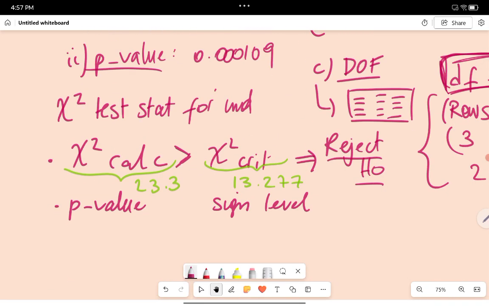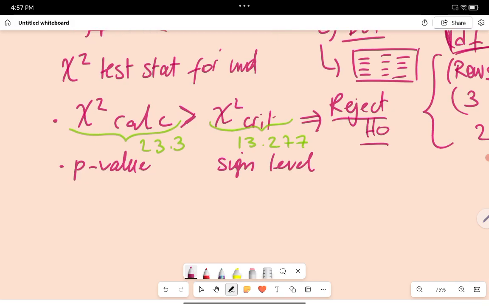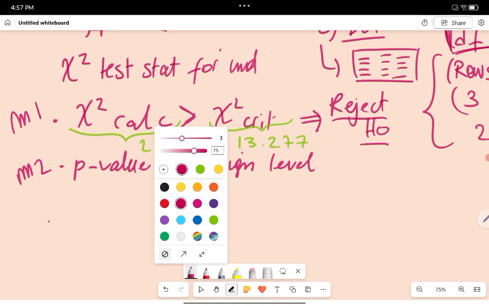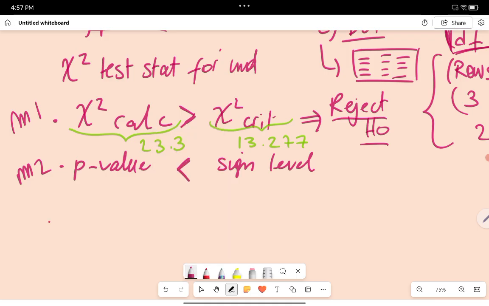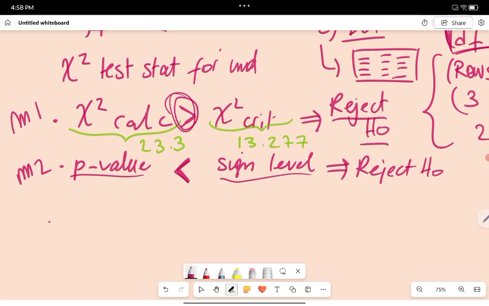Okay? But we have another method. This is method 1. Method 2 is to compare the p-value to the significance level. So if the p-value, and now it's tricky, is smaller than the significance value, then we reject H0. So here, pay attention. With the chi-squared method, you have to be bigger than the critical one to reject the null hypothesis. And here with the p-value, you have to be smaller than the significance level, and then you reject.